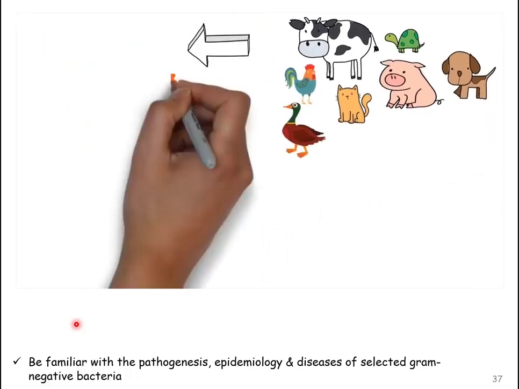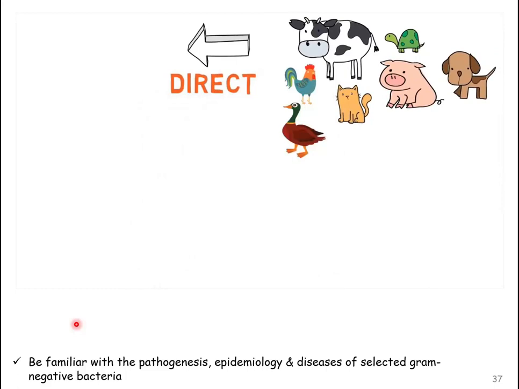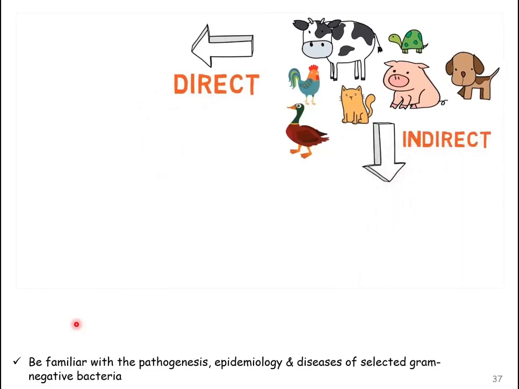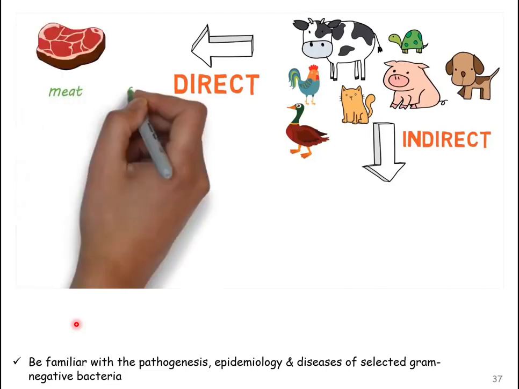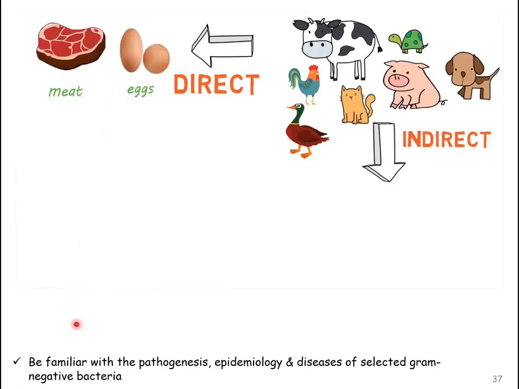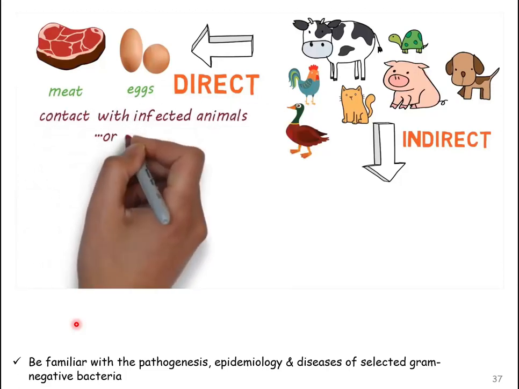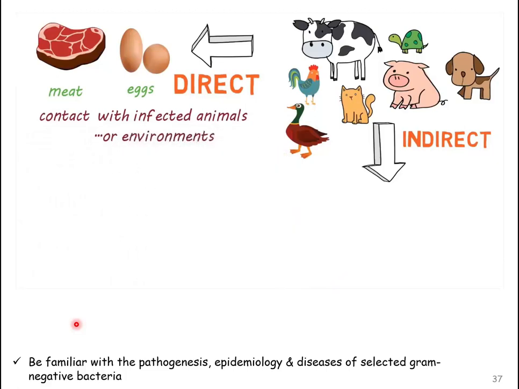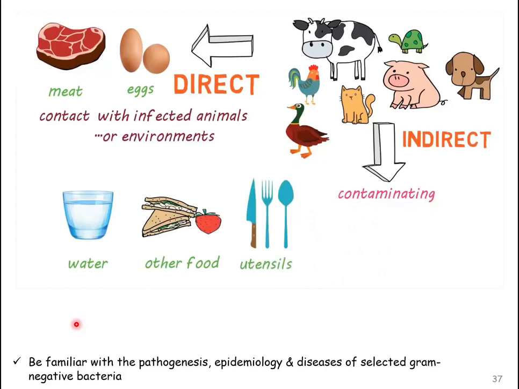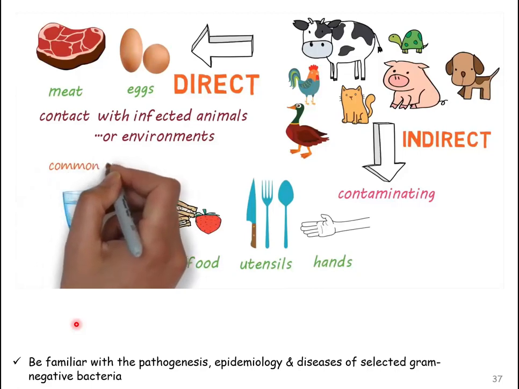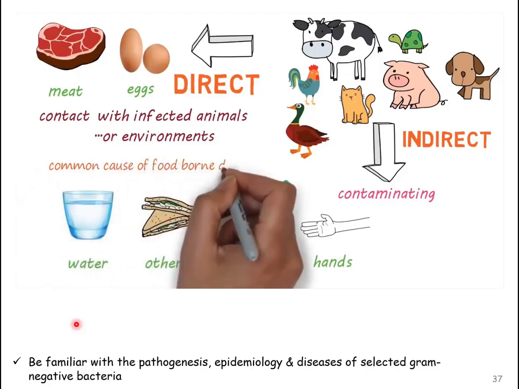From these sources, the bacteria can spread to humans either directly or indirectly. For example, it can spread to people directly when they eat contaminated meat or animal products like eggs that are not cooked properly. Eggs, in fact, are a very common cause of Salmonella outbreaks. They can also spread through direct contact with infected animals or their environments. Salmonella can also spread indirectly by contaminating water, other foods, utensils like knives and cutting boards, or the hands of someone who handles food. Salmonella is one of the most common causes of foodborne diseases in the world.